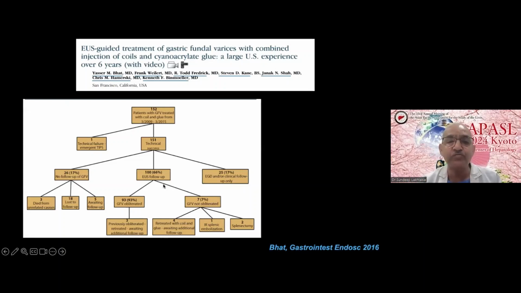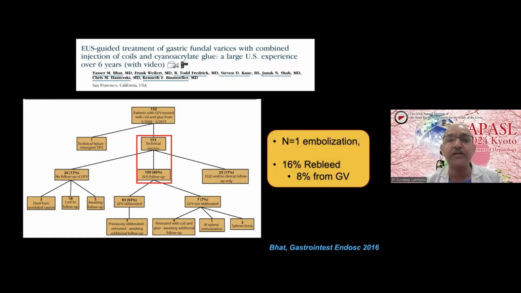Ken Binmoller and his group then published their experience of over 6 years of using this method of coil and glue. They had 151 patients with very high technical success. Of these, about 100 patients also had follow-up, and they could demonstrate that these varices which had been treated upfront continue to remain obliterated even for a longer period of time. There was only one embolism in 151 cases. However, there were some cases of rebleed which could also be managed again with re-injection of coil and glue.